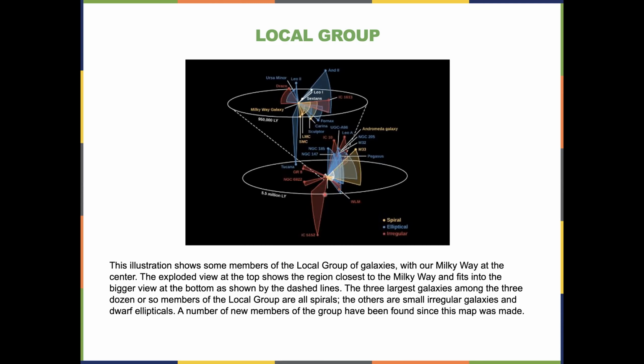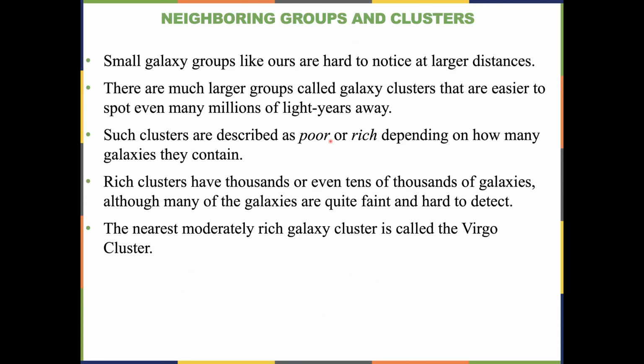And these different colors represent different morphologies or different shapes according to the Hubble classification. For example, the Andromeda galaxy and M33 are spiral galaxies, so they are denoted by the yellow color, blue is for elliptical galaxies, and the red color represents irregular type galaxies. And this is just a diagram that shows members of the local group of galaxies, right? So the local group is the close by group of galaxies for us.